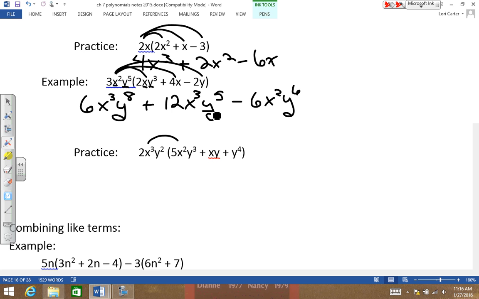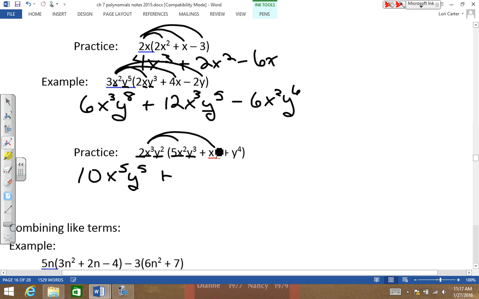So when you're doing this one right here, you're multiplying like terms. So you're taking 2 times 5, which is 10. Now, the x's have the like bases, right? So now you do those next. x cubed times x squared. You add them. x to the what power? Now you do the y's. y squared times y cubed is y to the 5th. Plus, now you do it again. What do you get here?